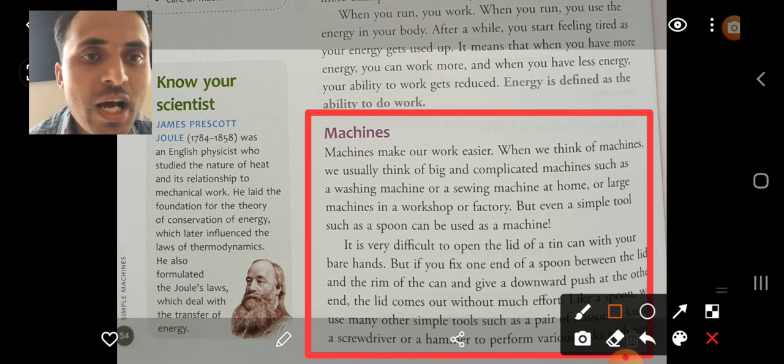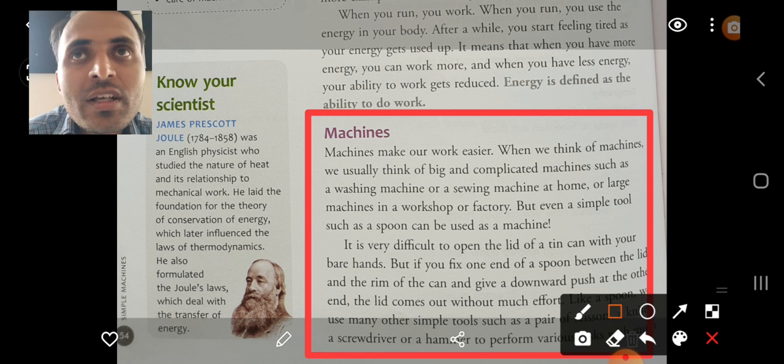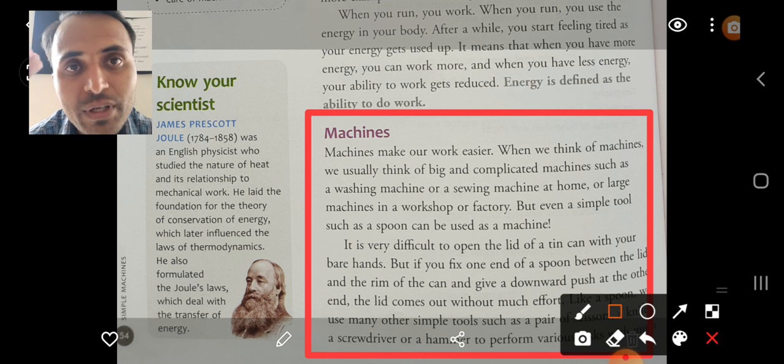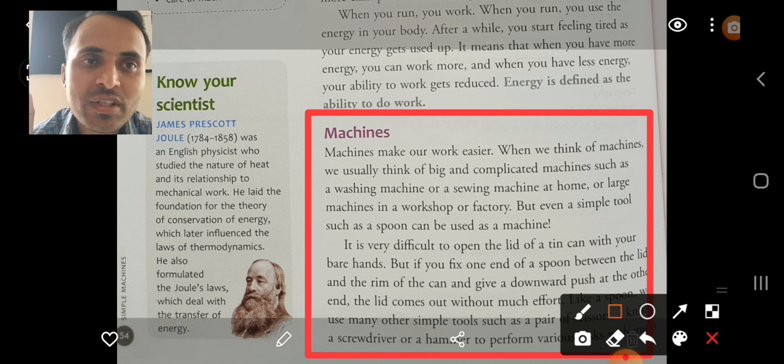Okay, what is that mechanism actually? By using the spoon, the force that you apply on the spoon is concentrated at some specific point, and that force is utilized in the proper direction. So our work will be reduced, our time will be reduced, and finally the work will be completed. A simple machine works in this way.